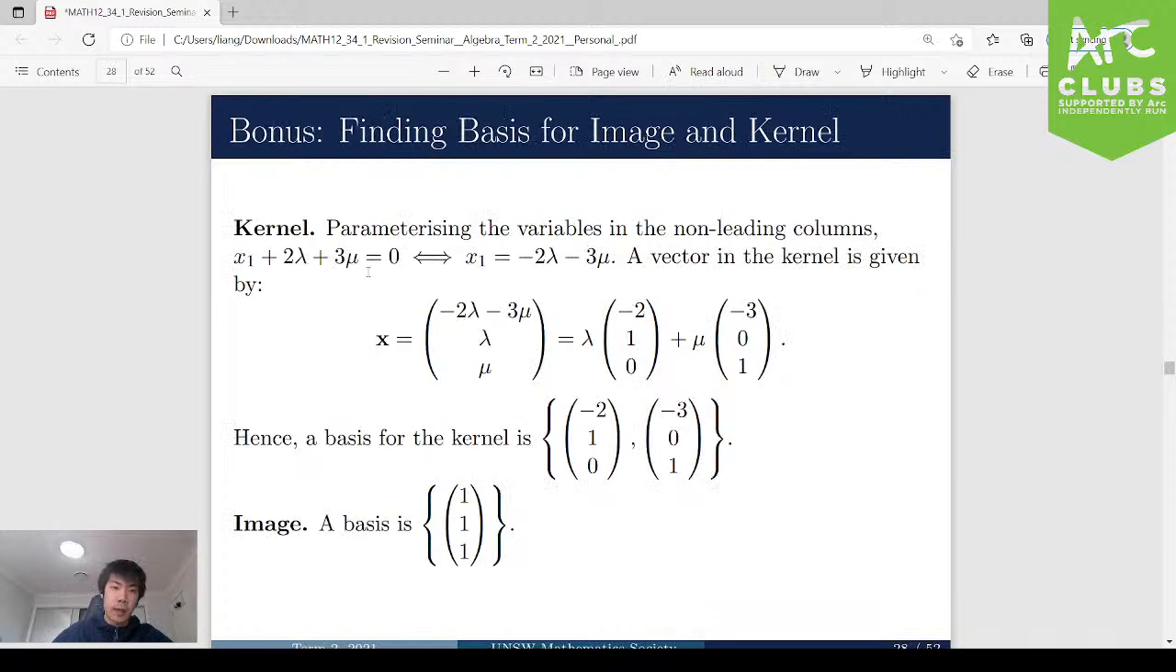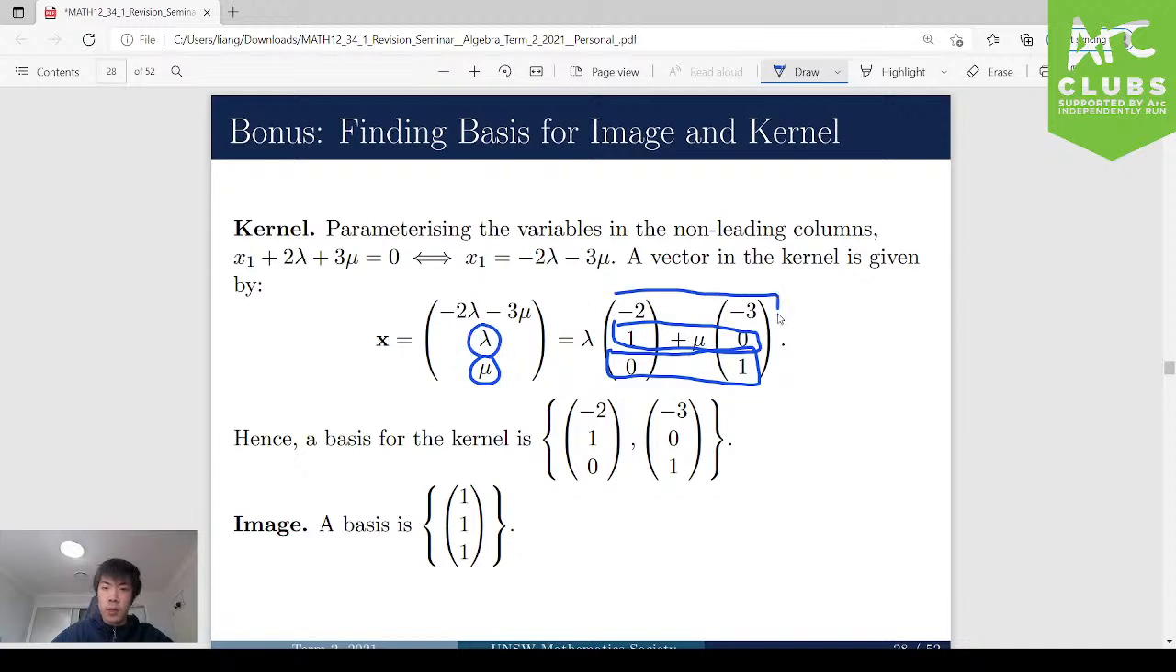That should be what you see in the next slide. Here they use lambda and mu instead, but same thing. So x1 plus 2 lambda plus 3 mu equals 0. You rearrange it to get x1 equals negative 2 lambda minus 3 mu. Then you have (0, 1) because you want just 1 mu, (1, 0) because you want just 1 lambda, and (-2, -3) for the x1 terms. And so these 3 vectors will form your basis for your kernel.